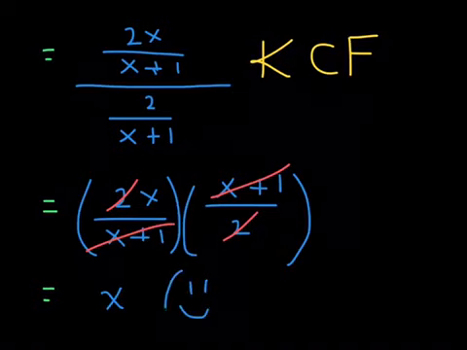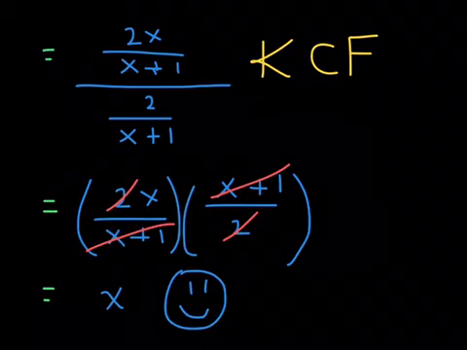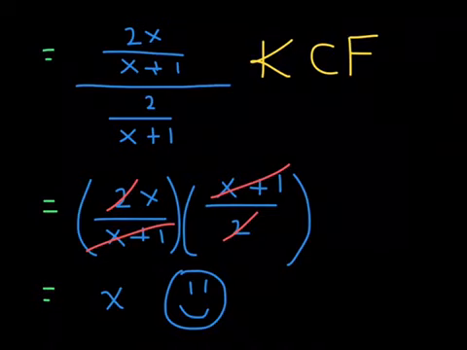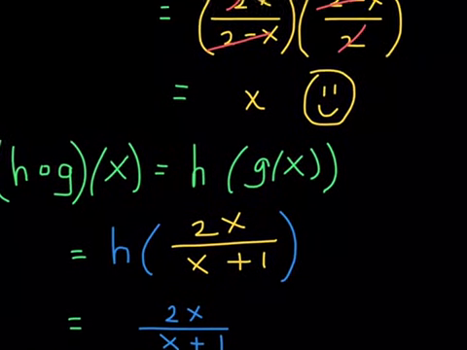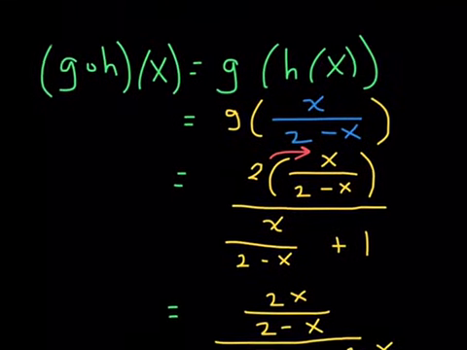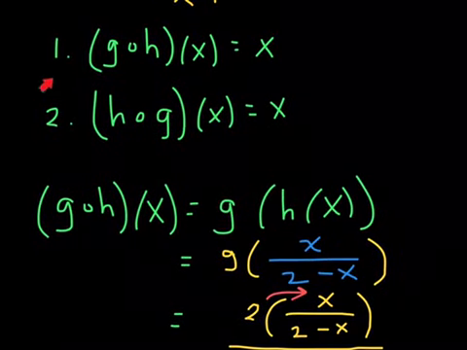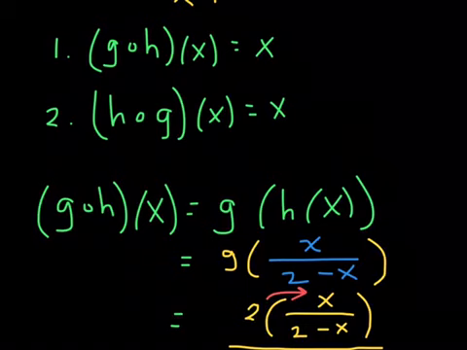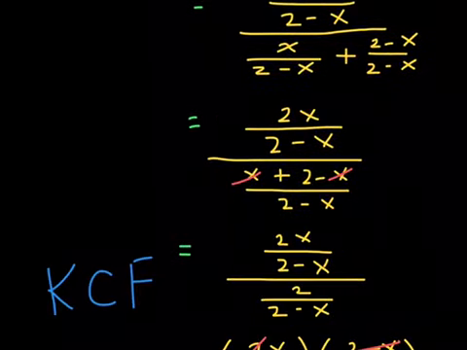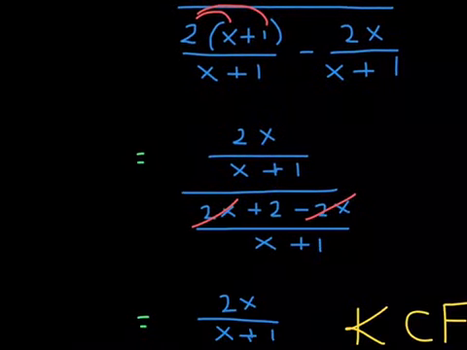Whew, time to celebrate, right? So we did it. We showed both directions. We showed that G composed with H at X is equal to X, and H composed with G at X is equal to X. If you allow me to scroll up here a whole lot, I can just kind of show you everything that we did here. There it is. These two things we showed. We just finished showing that G composed with H at X is X, and H composed with G at X is equal to X. Both of these things have been satisfied, so we can confirm that G and H are indeed inverses of each other.